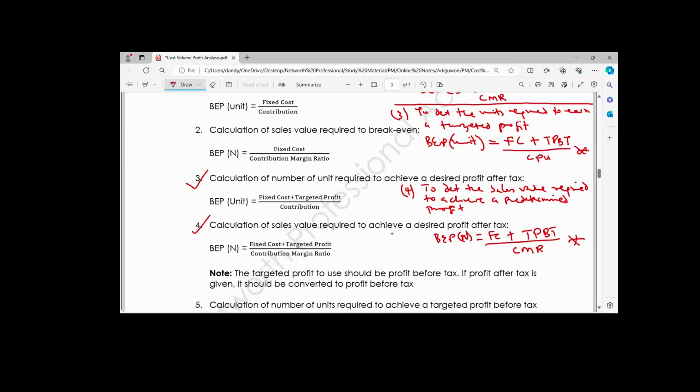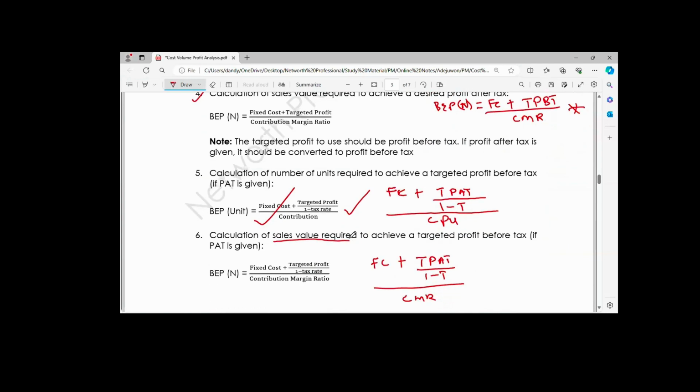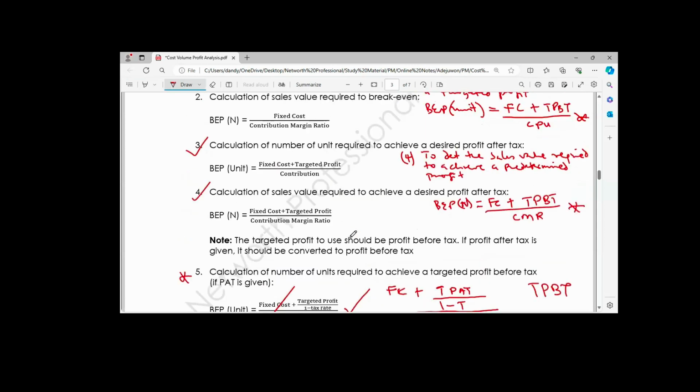Then in number 5, the targeted profit you are supposed to use is profit before tax. But at times the examiner will give you profit after tax. So if you are given the profit after tax, you are supposed to convert it to profit before tax. That is why you divide the targeted profit after tax by 1 minus tax rate. So the formula in step 5 is different from the formula in number 3.